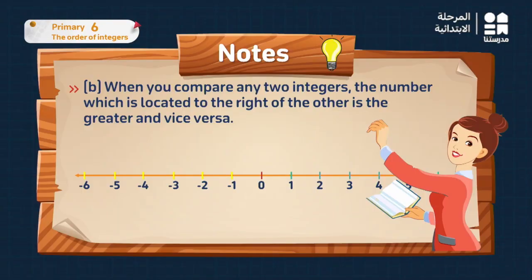If I'm comparing, for example, negative 4 and negative 1: is negative 4 on the right or left side? Looking here, we find that it is on the left side. So is negative 4 smaller or greater than negative 1? Of course smaller than negative 1.